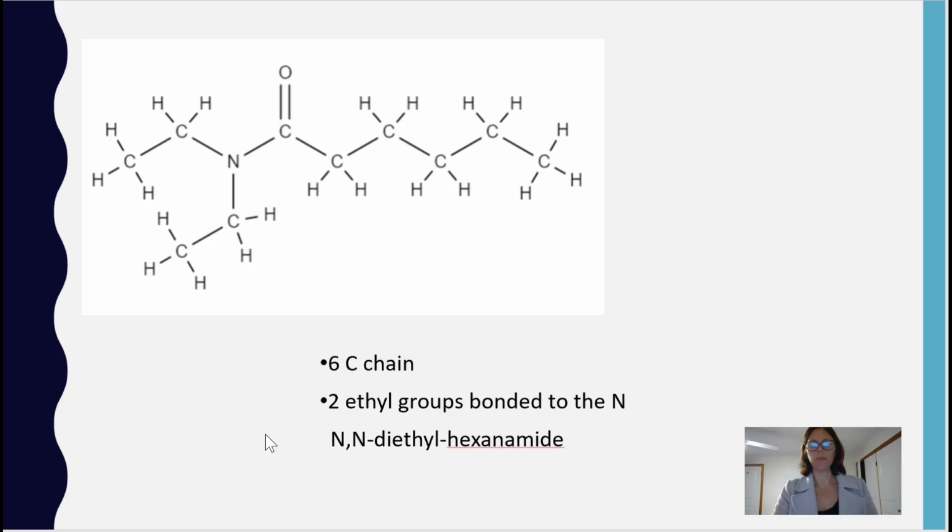Let's have a go at another one. So again, this one's looking a little bit more complex. So again, we're looking for our longest chain, 1, 2, 3, 4, 5, 6. So we're looking there at hexanamide, however you want to say it. And then we're looking at what's coming off the N here, and we've got one ethyl group here, and we have another ethyl group there. So similar to our naming of the amines, we have got an N,N because there are 2 ethyl groups, so diethyl, both attached to that one group. So it's an N,N-diethyl hexanamide.